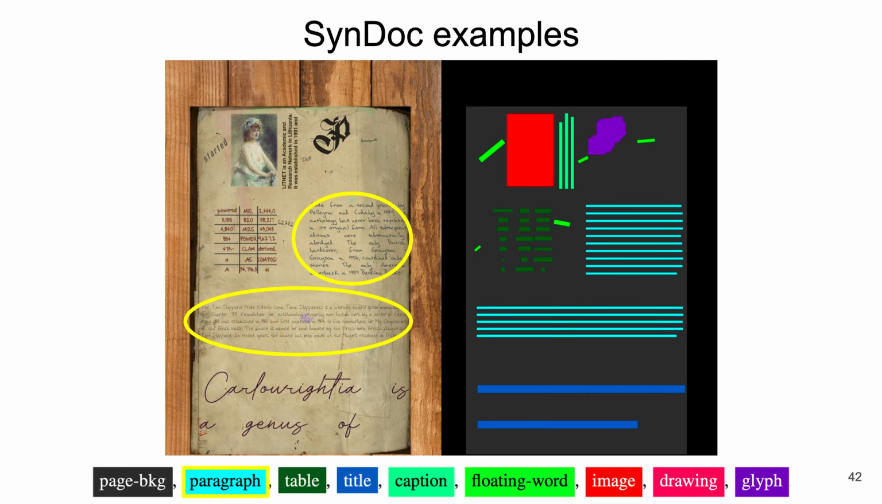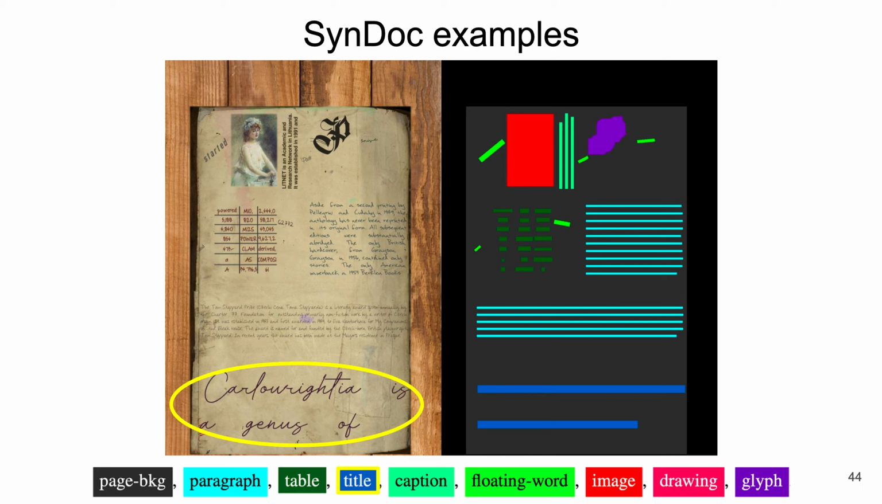There are 2 paragraphs in English which are colored and justified. There is a 3-column table filled with words and numbers. The title at the bottom has been rendered using a handwritten line font. There is also a vertical caption next to the image, and 5 floating words are drawn at the top of the page. Finally, there is a single image that lies next to a glyph depicting the letter P.